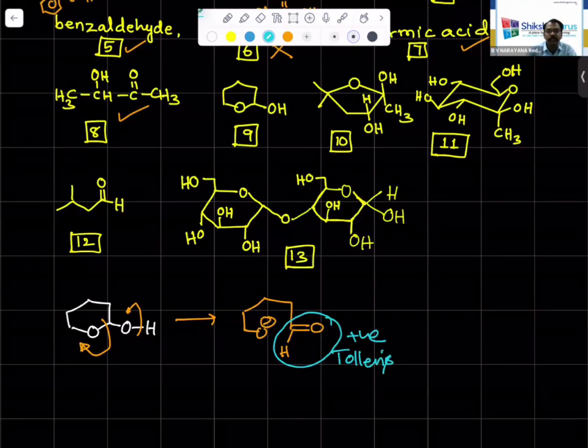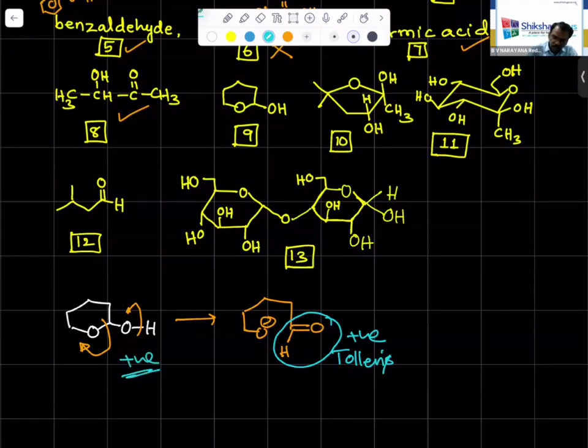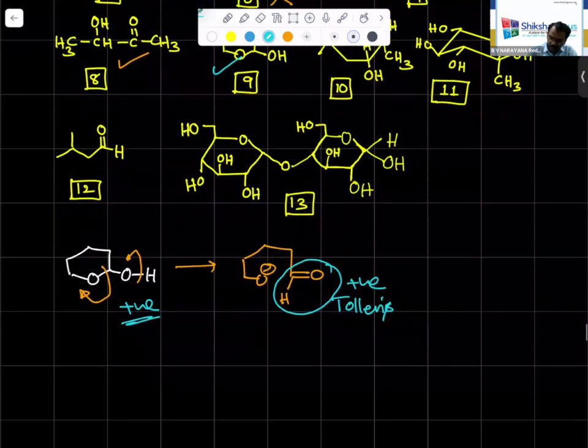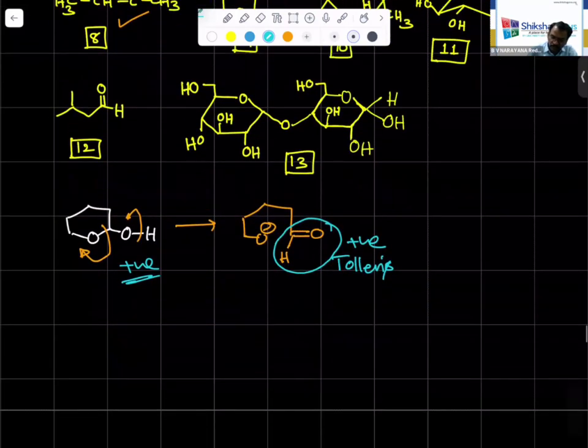Aldehyde is positive towards Tollens reagent. Therefore, it is also positive towards Tollens reagent. Now, what about the 10th one? Observe it very carefully. The 10th also has the same, but a slight difference. What is the 10th molecule?